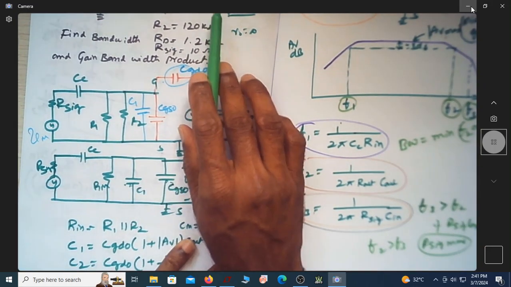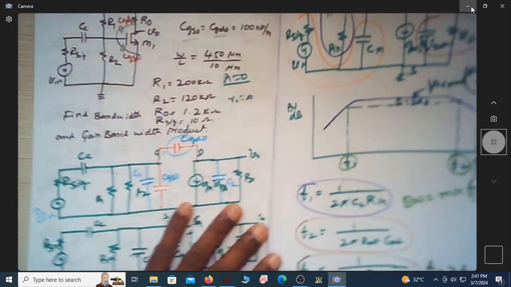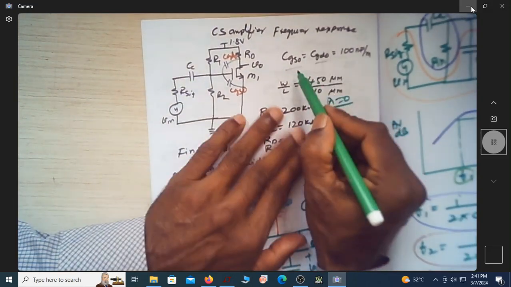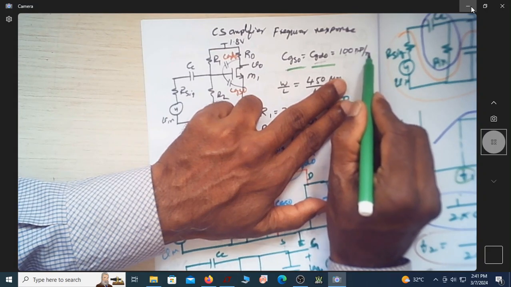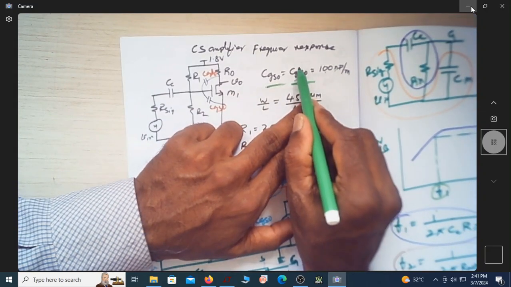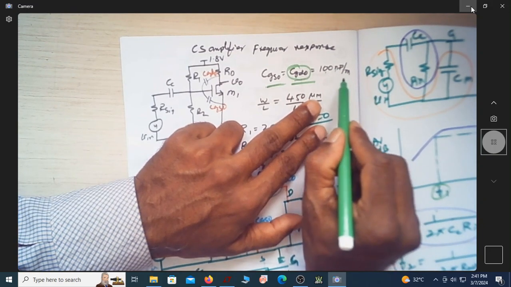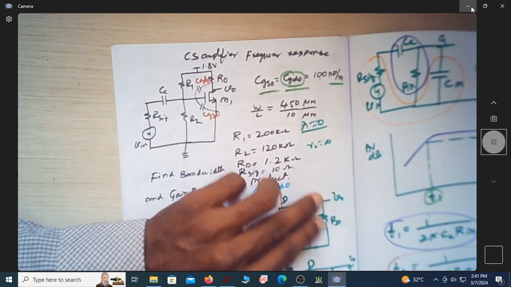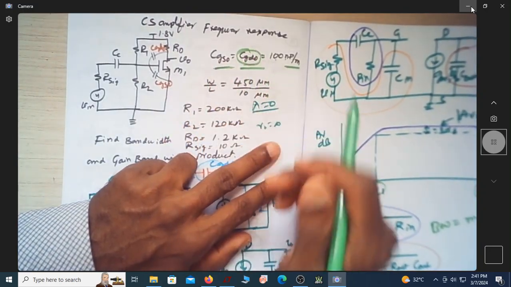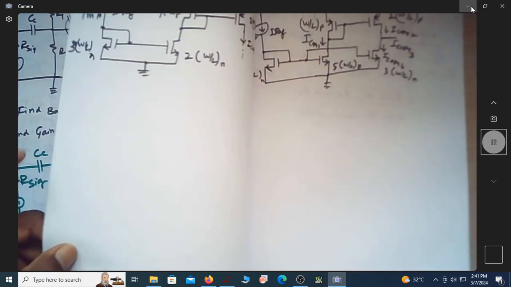Let us try to find out one more very important thing: you can see this CGSO, CGDO are given as 100 nanofarad per meter. So this is per unit distance capacitance. This is not in farad, this is per unit distance capacitance. So what is the exact meaning of this CGSO, CGDO? Let us spend some time with this. Okay, let me write it here.